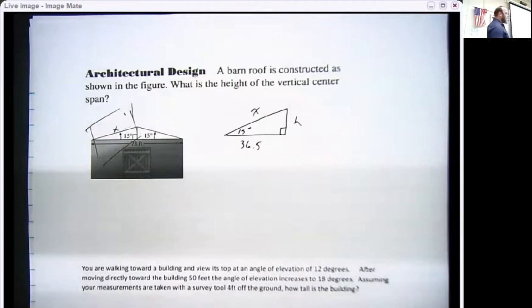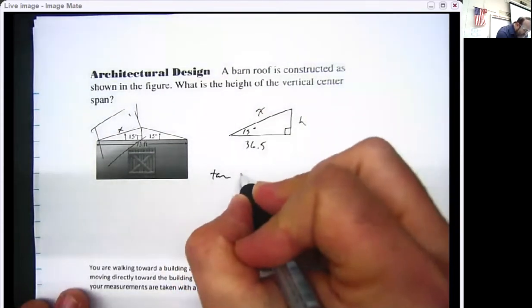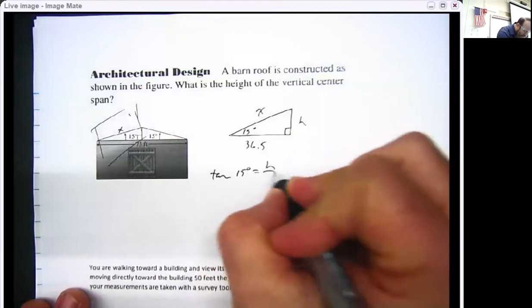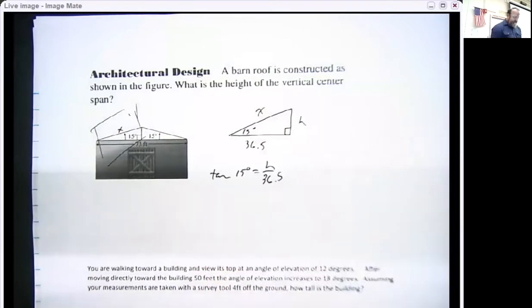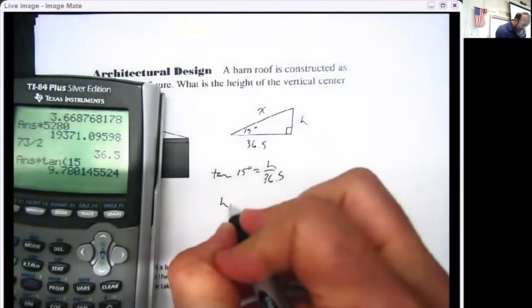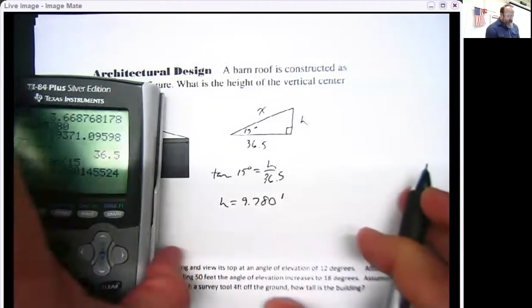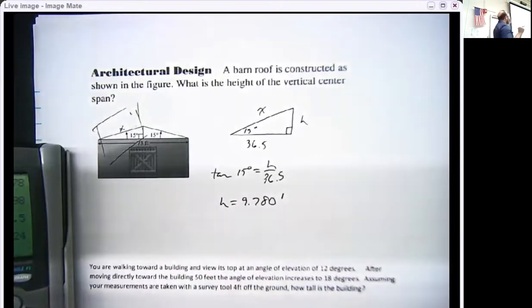So if I was going to find h, what ratio would I use? You're going to notice tangent shows up a heck of a lot, doesn't it? Because in many circumstances, you want to know the height of the balloon or the height of the plane. All of those things tend to not need the hypotenuse. So that one is pretty easy. Very similar to the last one, 36 and a half times the tangent of 15 degrees. And we're talking a height of 9.780 feet.